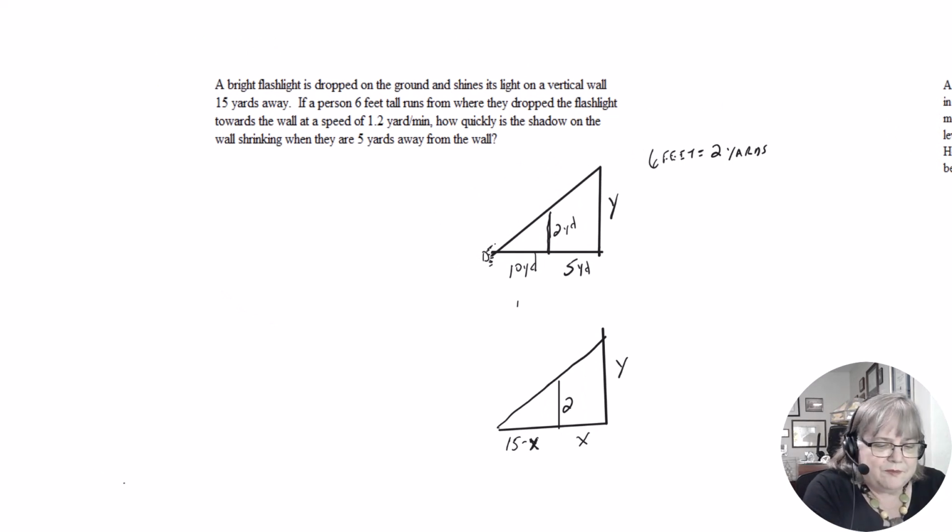So 2 is to 10, because that's this first baby triangle, as y is to 15. That would be the bigger triangle, this one and this one. When you cross multiply, you get y is 3.